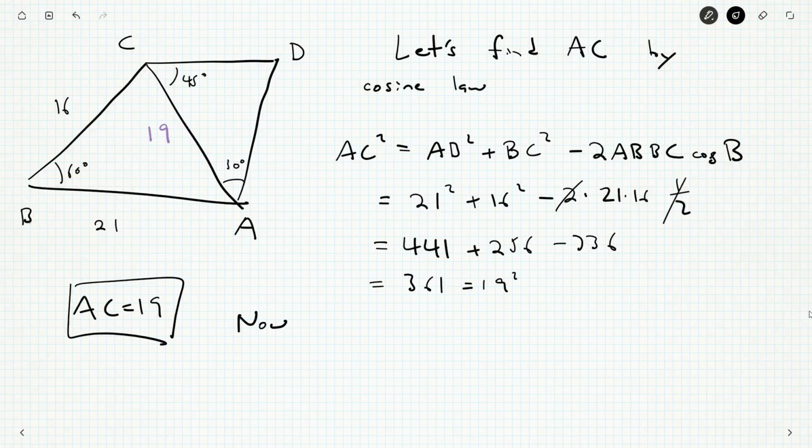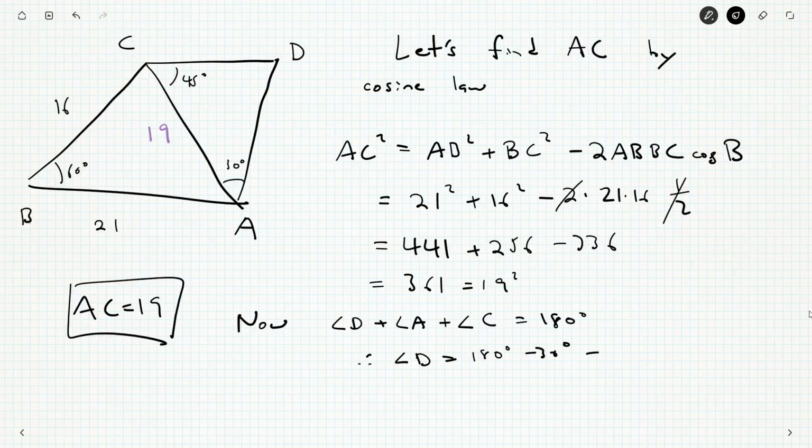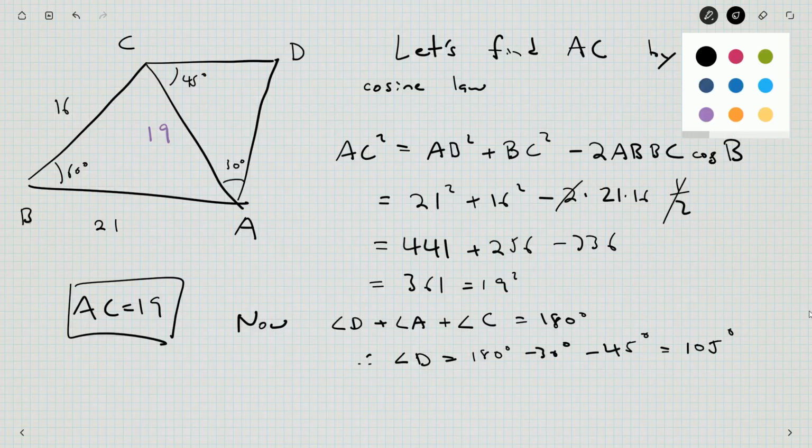Okay. So now that we've got that, angle D plus angle A plus angle C has got to be equal to 180 degrees. So the angle up here at D is 180 degrees minus 30 degrees minus 45 degrees. 30 and 45 add up to 75, so this is going to be 105 degrees. Even though my picture makes it look like an acute angle, it is not. So, 105 degrees, fantastic. I'm going to add that in to my picture.